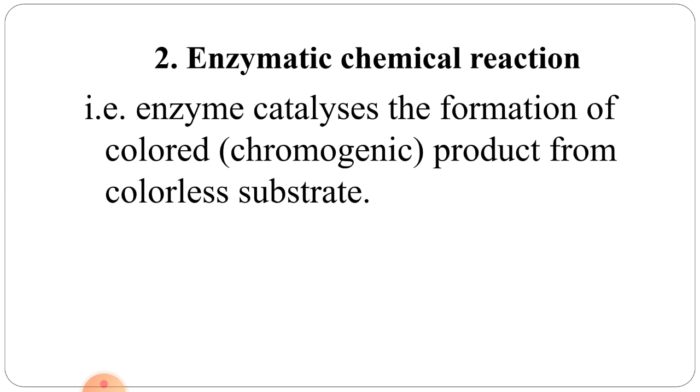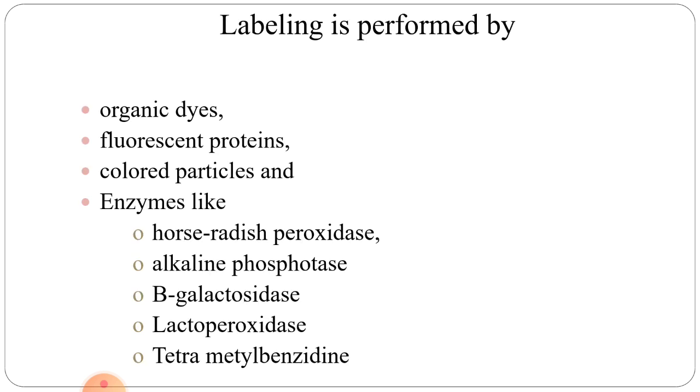The second principle is the enzymatic chemical reaction, that is the enzyme catalyzes the formation of a colored or chromogenic product from a colorless substrate. Labeling is performed by organic dyes, fluorescent proteins, colored particles and enzymes like horseradish peroxidase, alkaline phosphatase, beta galactosidase, lactoperoxidase or tetramethylbenzidine.